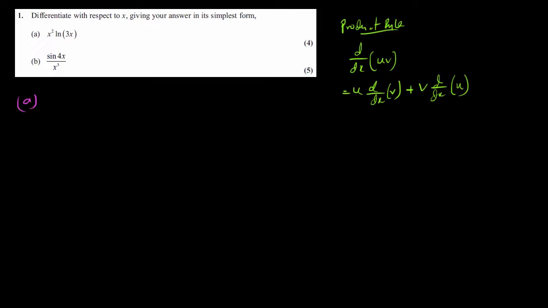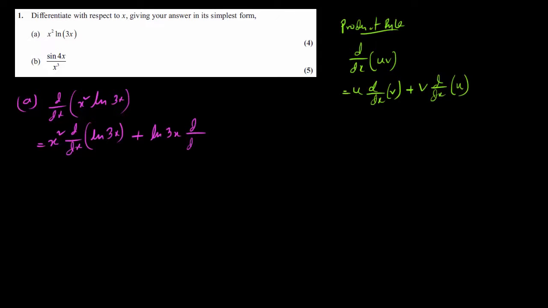So question number A, it's an expression. So it has to be d by dx. Remember, it would not be dy by dx because there is no y over here. It's an expression. So x squared is u. So u d by dx of ln thrice x, which is v, plus v, ln thrice x, d by dx of u, which is x squared. So this is the first line. We have to write it like that.